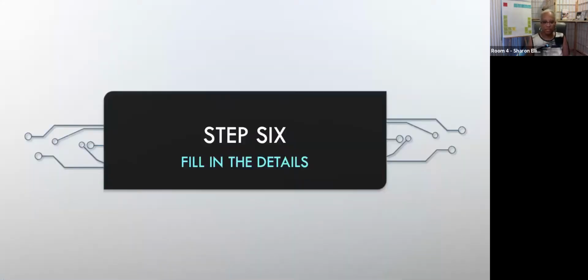Okay. Step 6, fill in the details. So now, before I get to step 6, let me tell you what PIER stands for in step 5. P stands for point. What is the point? I stands for instruction. E is example. And R is reference.